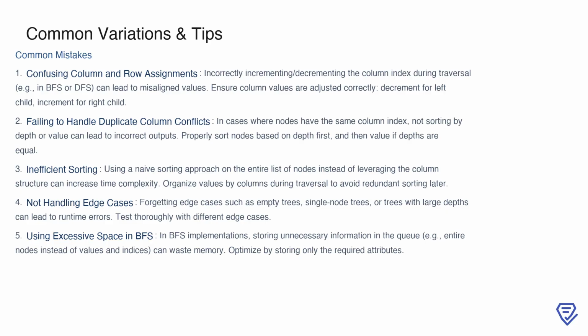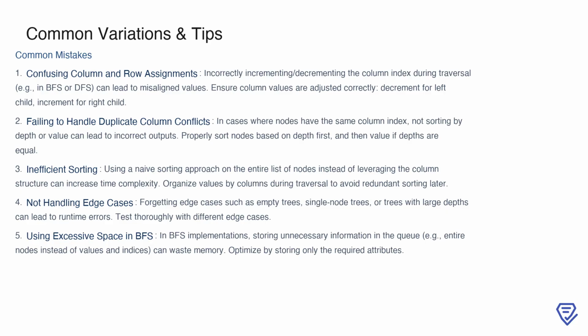Another frequent issue arises with duplicate column conflicts. When multiple nodes share the same column, failing to sort them by depth first, and then value if depths are equal, can lead to incorrect outputs. Sorting efficiently is also critical. Instead of sorting the entire list of nodes at the end, which can be computationally expensive, consider organizing the values by column during traversal. This reduces redundant work and improves performance.